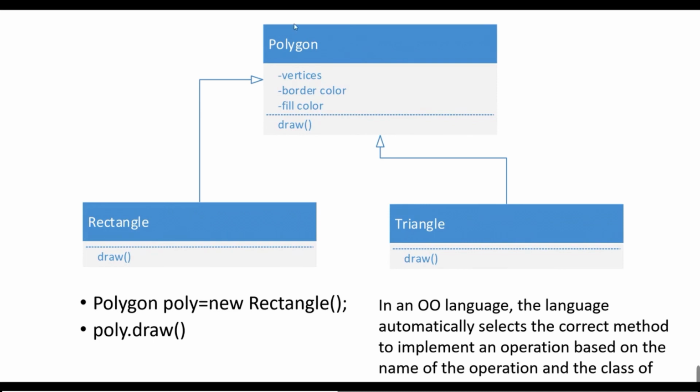Like this is a polygon, and in the system we need to manage two kinds of polygons. One is a rectangle, another is a triangle.